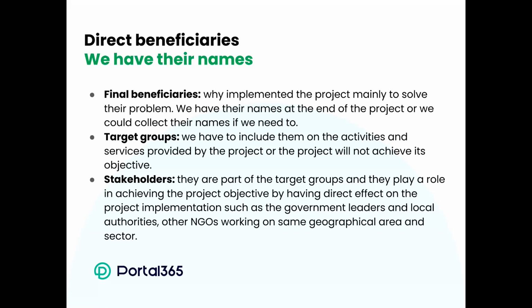And also when we provide food assistance or cash assistance or even livelihood supports, we usually register beneficiaries. We have the lists of the names of these beneficiaries. We have them registered, we have them verified. We also have cards for them. So at the end, we have the names of beneficiaries so that we consider them direct.